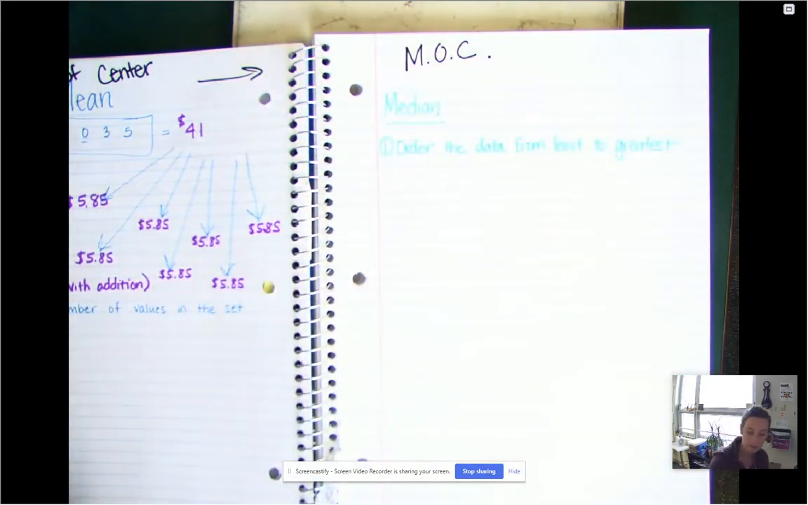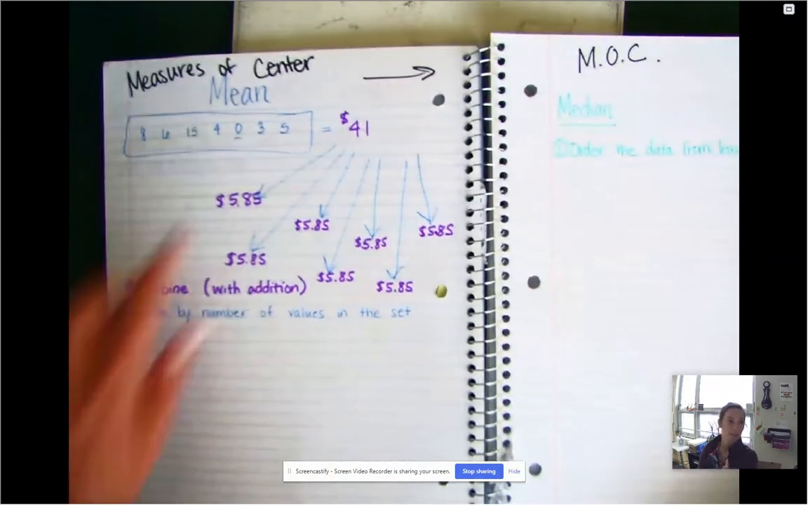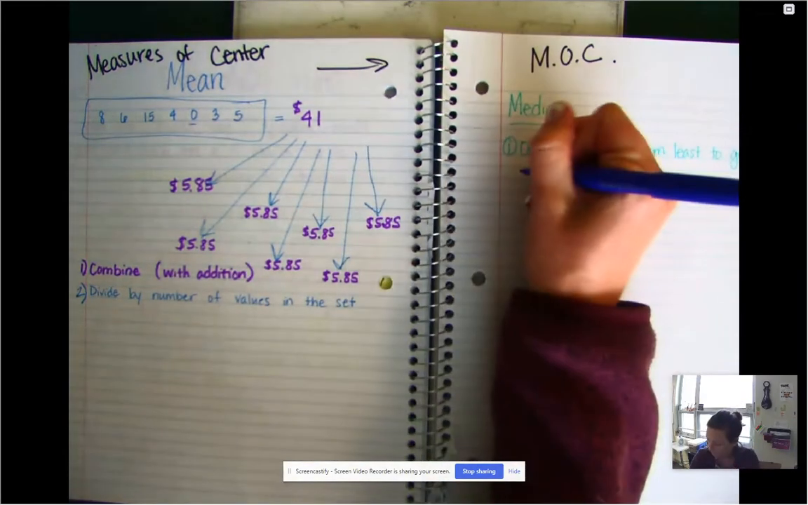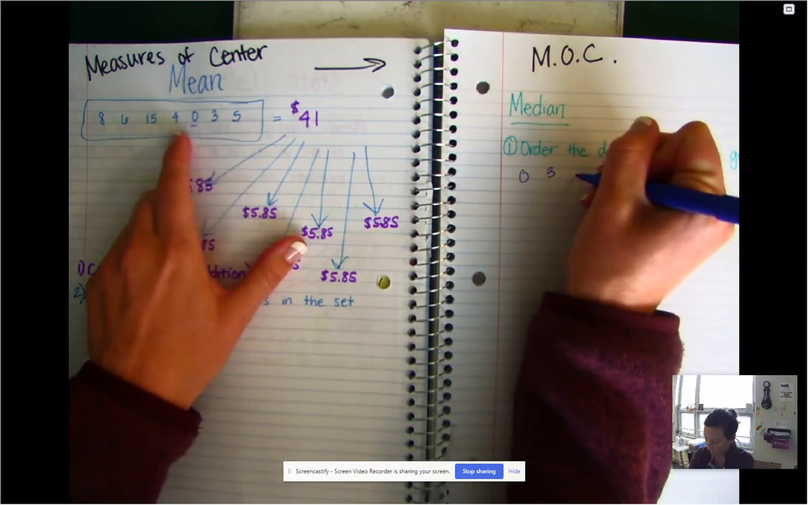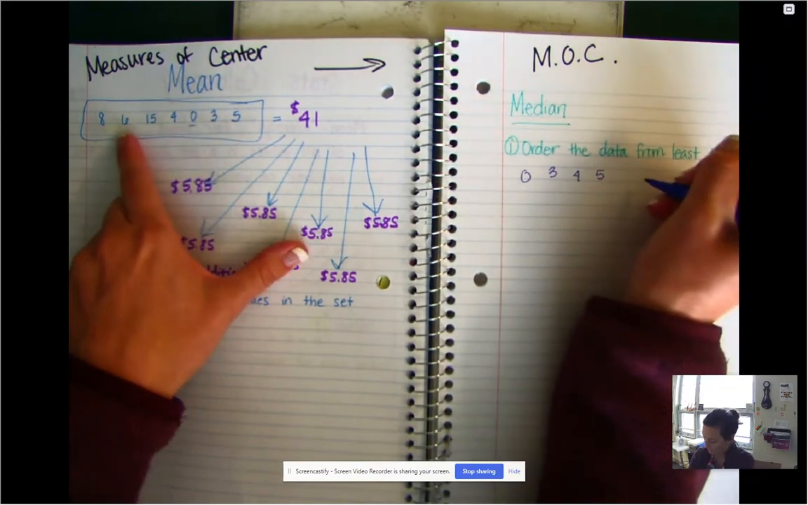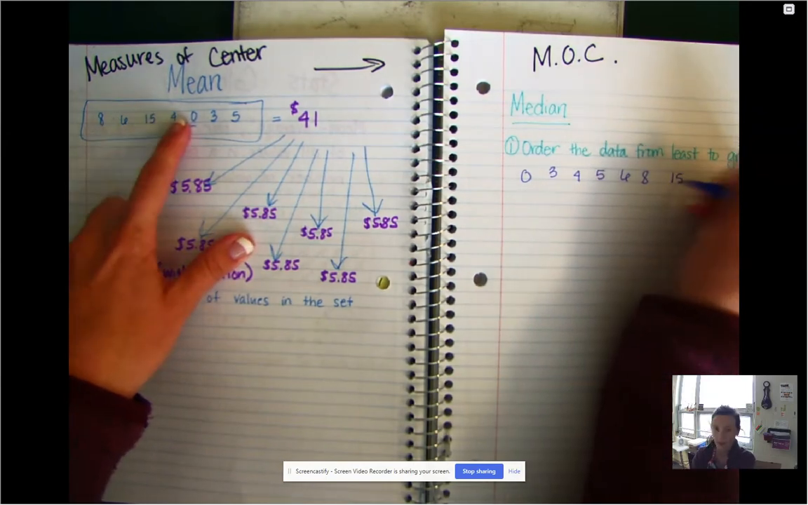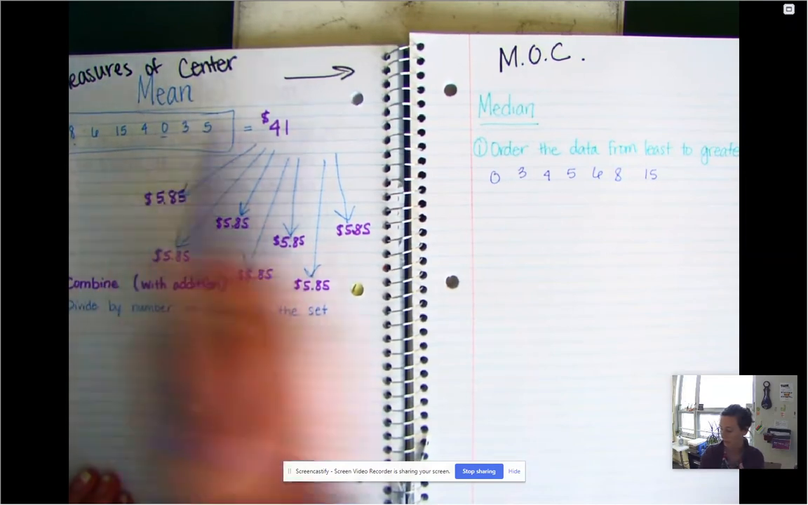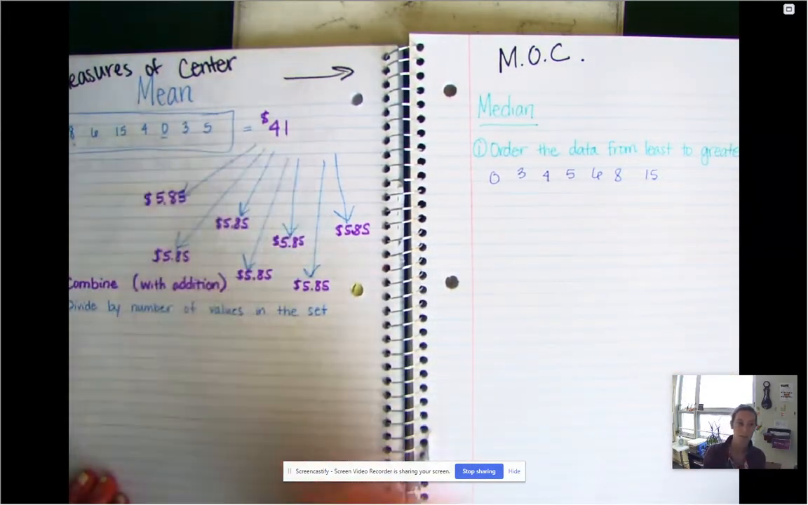So perhaps if we look at our data set from last time, I need to write this in order from least to greatest. So it would be 0, 3, 4, 5, 6, 8, 15. It can be really helpful to count and make sure you have the same. So we had 7 values over here and 7 values over here. Also, sometimes I cross them off as I rewrite them.